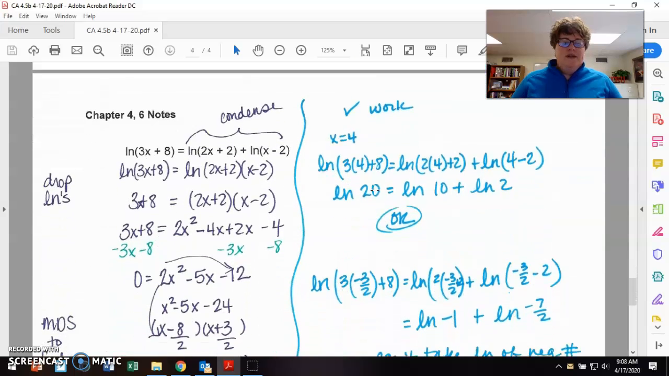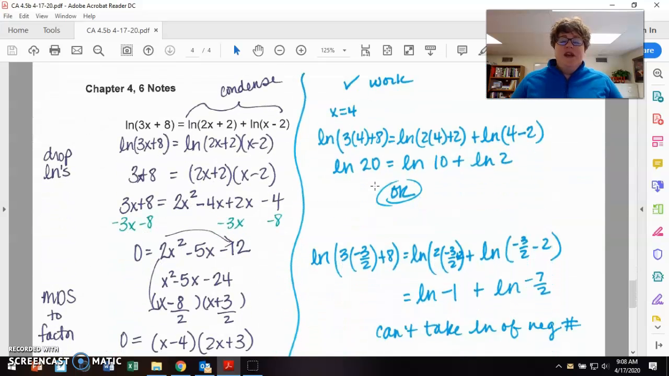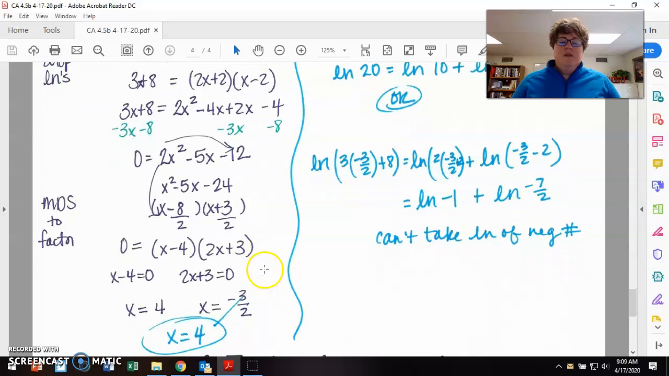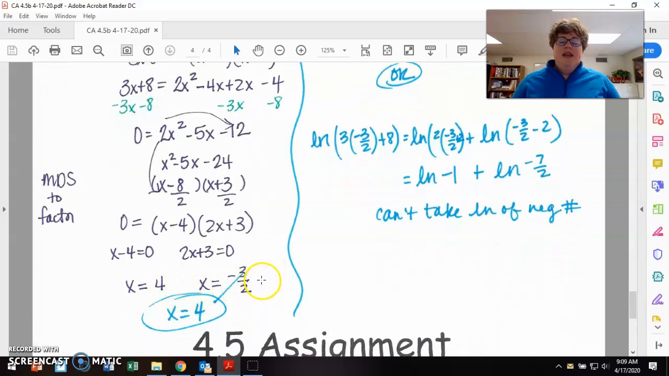And then the last one, again, remember this does work for natural logs. The rule works for natural logs also, so you want to condense first. So addition goes back to multiplication, and then you want to drop your natural logs. Then multiply and get everything to one side. So I have 2x squared minus 5x minus 12, and then I want to multiply, divide, and slide to factor that. So I get x minus 4, 2x plus 3. So I get 4 and -3/2.